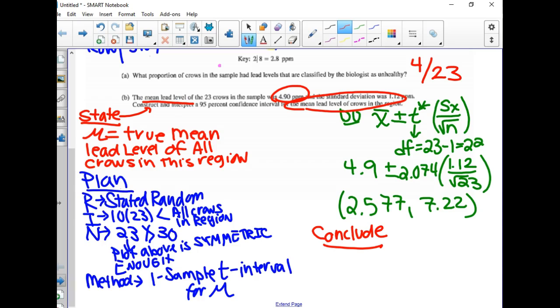What would you say? No. Why not? It contains 6. So as a result, it contains 6 or higher. There's a chance that on average, these crows' lead levels are unhealthy. So what would we want? We'd want an interval where the highest point is below 6, right? 5.99 even, but we want it below 6.